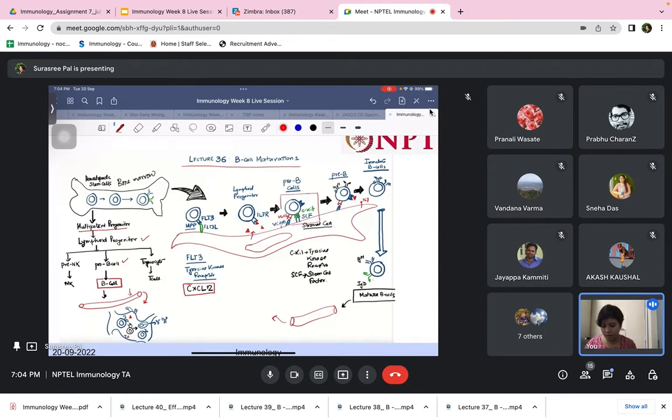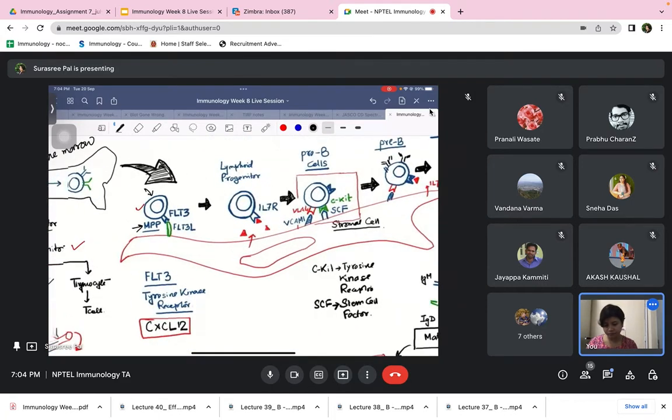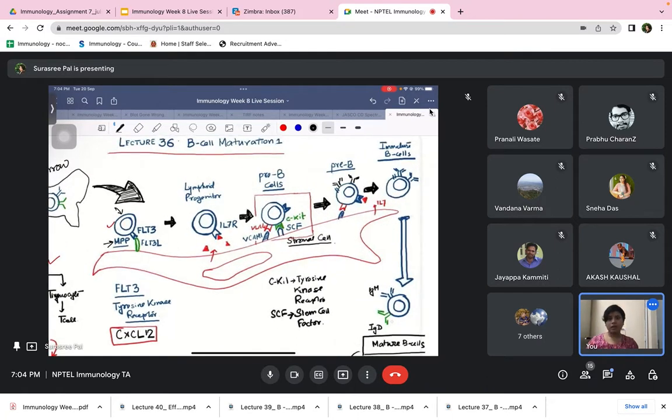So you can see here, this particular cell is an MPP. What is an MPP? MPP is multipotent progenitor cell, right? So an MPP, when it comes in contact with the stromal cell inside the bone marrow, there is a ligand which is expressed on these stromal cells. The ligand is FLT3L. L stands for ligand.